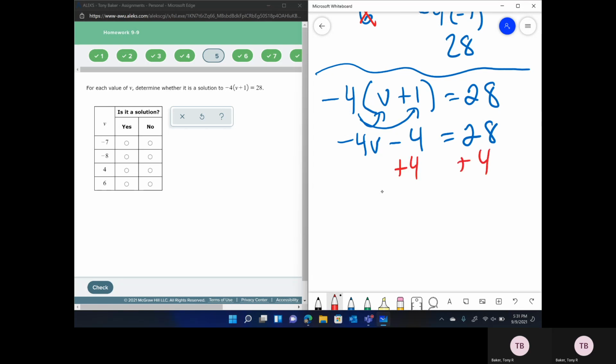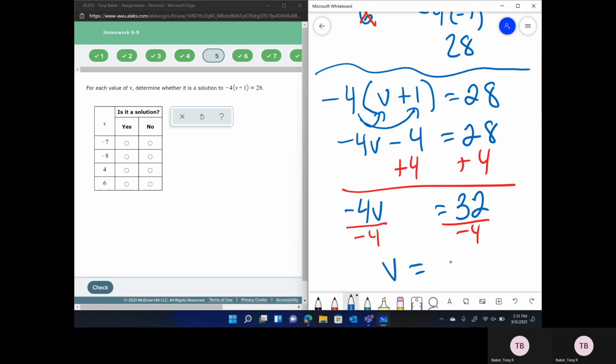So we're going to add 4 to both sides. So negative 4b, that's gone, equals 32. Now, how do I get rid of the negative 4? I divide. So that's v equals negative 8. Either way works. Either way gets you to the answer.